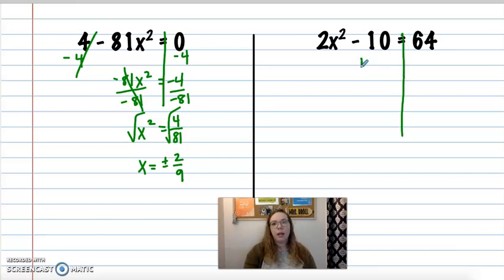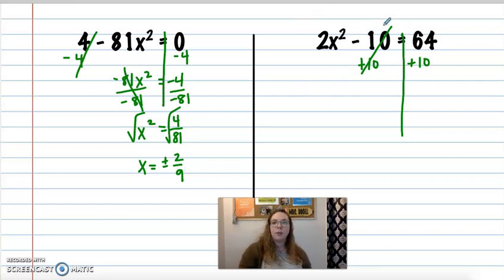All right, so here we'll add 10 to both sides. Well, I mean, I want them to be fractions if they're perfect squares. If they're not perfect squares, like 4 and 81 are perfect squares, you won't be able to write them as fractions, but for the most part, you should be able to.